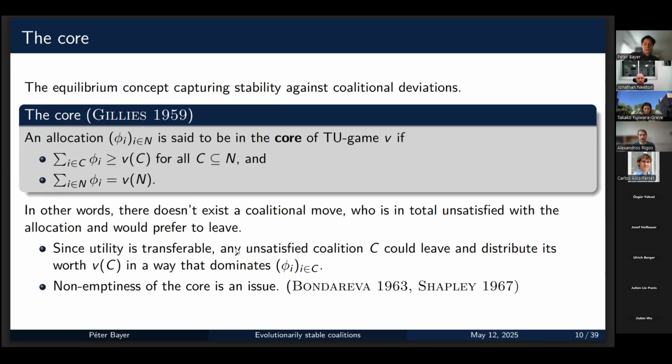Utility is transferable means that any unsatisfied coalition C could leave and distribute the worth in any way that would dominate the original allocation by the social planner. Non-emptiness of the core is, of course, an issue as well. And there are several results that I don't know too well that characterize the cases when the core is non-empty.